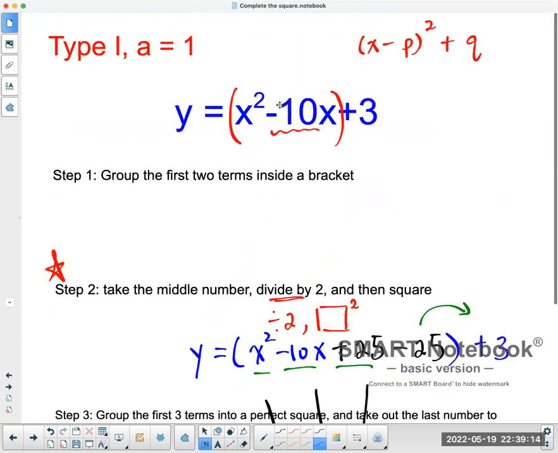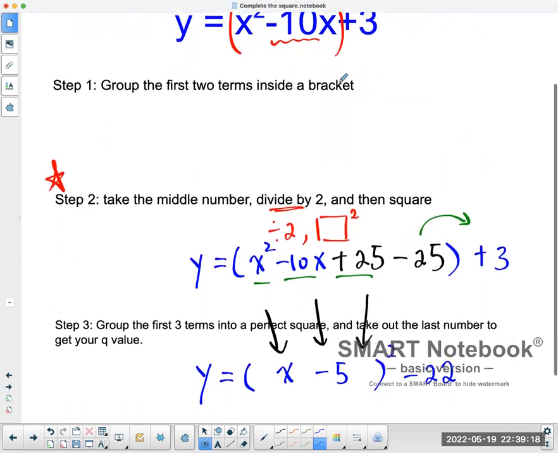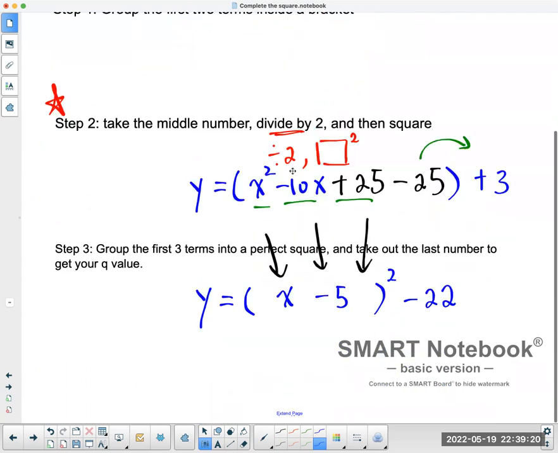So three simple steps. Group off the first two terms because you want to create a bracket. Take the middle number, divide it by 2, and square it. Negative 10 divided by 2 is negative 5. Square, you get 25, minus 25. Group off the first three terms into a perfect square. Take the fourth term outside of the bracket and form your new q value.